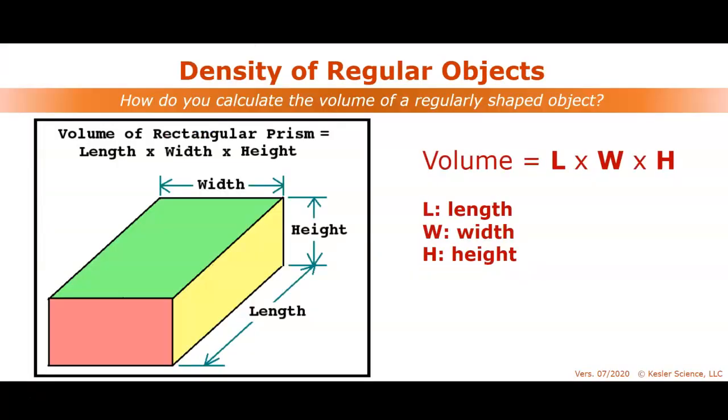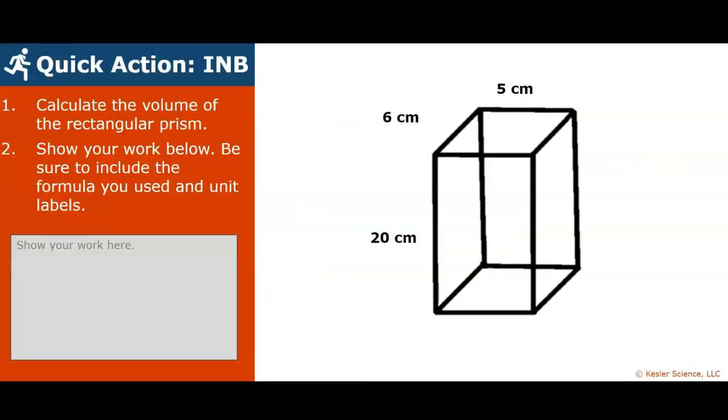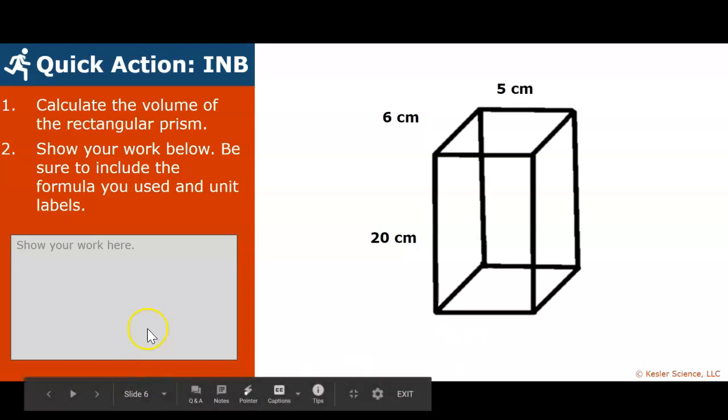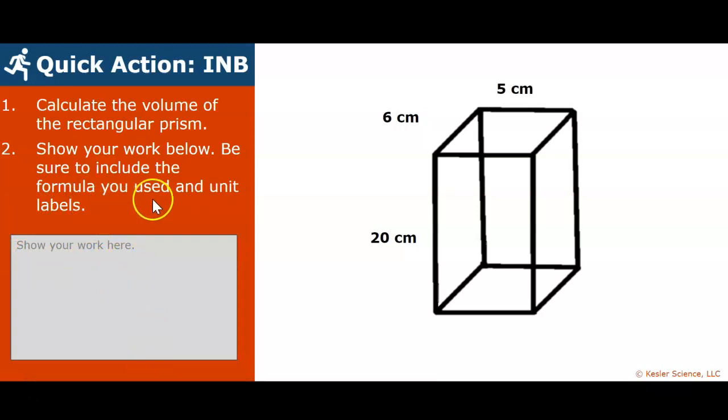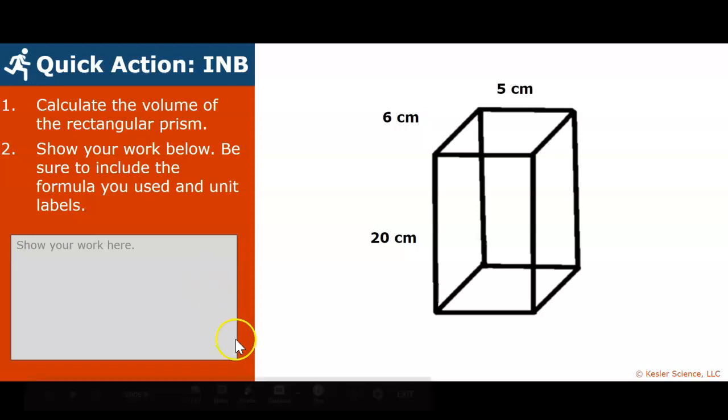Now, to figure the density of regular objects, you need their volume. As you probably remember from math, the volume is determined by measuring the length, the width, and the height, and multiplying those together. So here we have a prism. You're going to multiply the length times the width times the height. You need to show your work in this box right here. Include the formula you used and the unit labels. Remember, if it's just a number, then it doesn't represent anything. The numbers all need to be labeled in science.